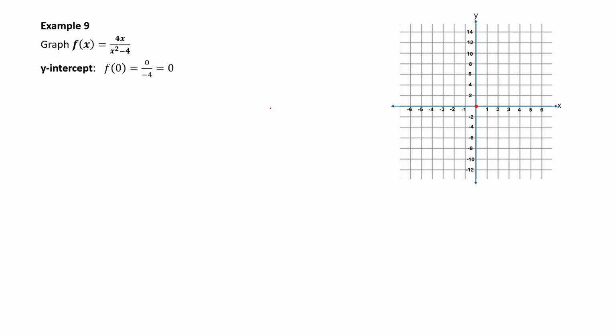So this function has its y-intercept at the origin, 0, 0. The x-intercept is when the function equals 0. So 4x over x squared minus 4 equals 0. The only way that can happen is if x is 0.